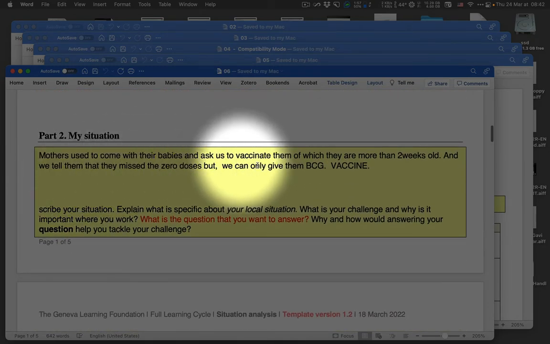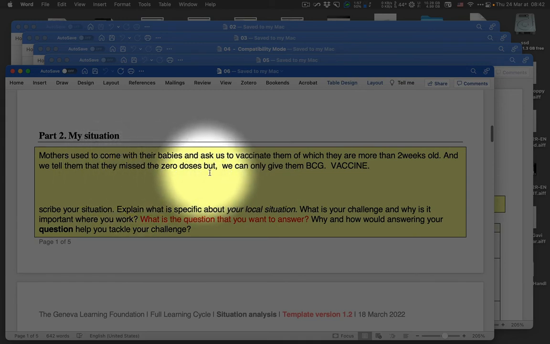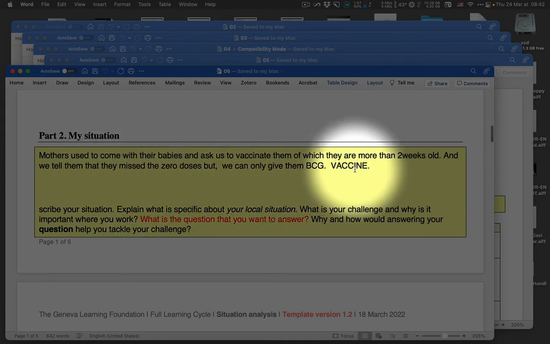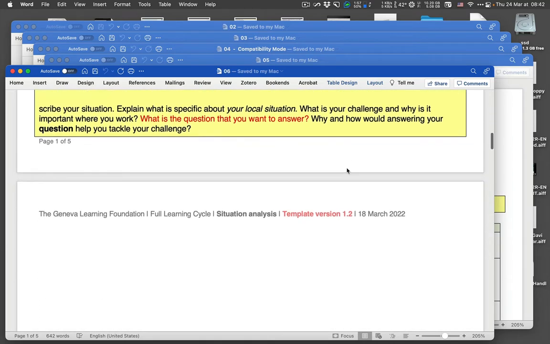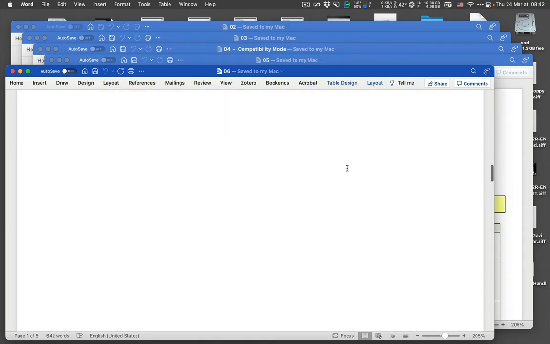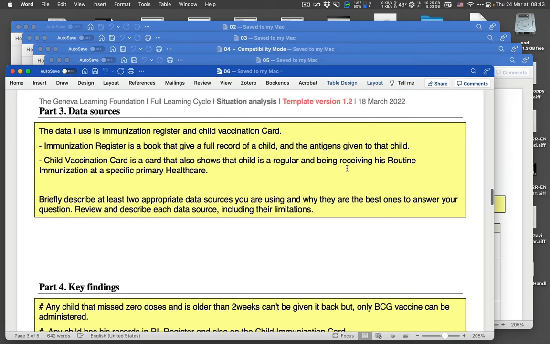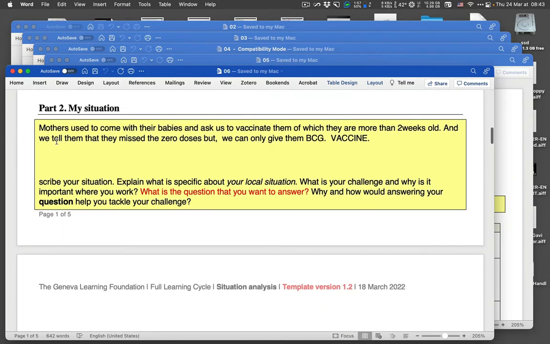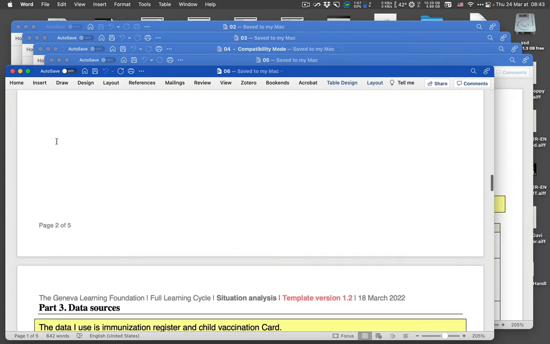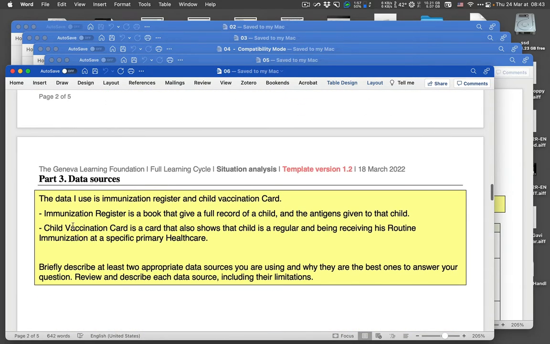My situation, mothers used to come, we tell them they missed it, but we can only give them BCG vaccine. Okay, so now I'm beginning to understand what the situation is. There's a constraint. They can only do BCG, but it's obvious that they're missing other vaccines. That could qualify as missed opportunity for vaccination. There's a lot of guidance there, but again, this is a bit short for me to make sense of the situation. I have to kind of guess what is actually going on.